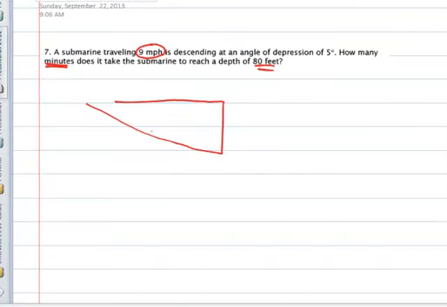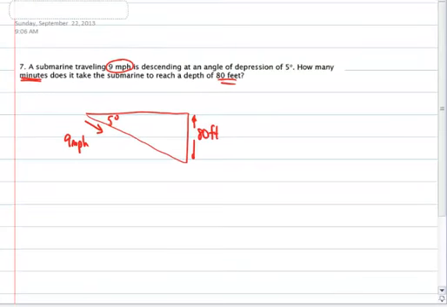And we want to have a 5-degree angle of depression, and it's traveling at a rate in this direction at 9 miles per hour, and we want to know when it gets to a depth of 80 feet. So let's first figure out what the hypotenuse has to be in terms of feet by using trig.